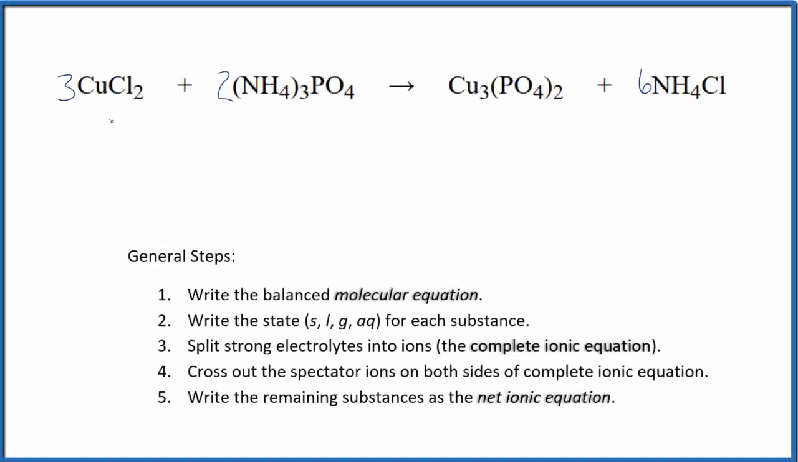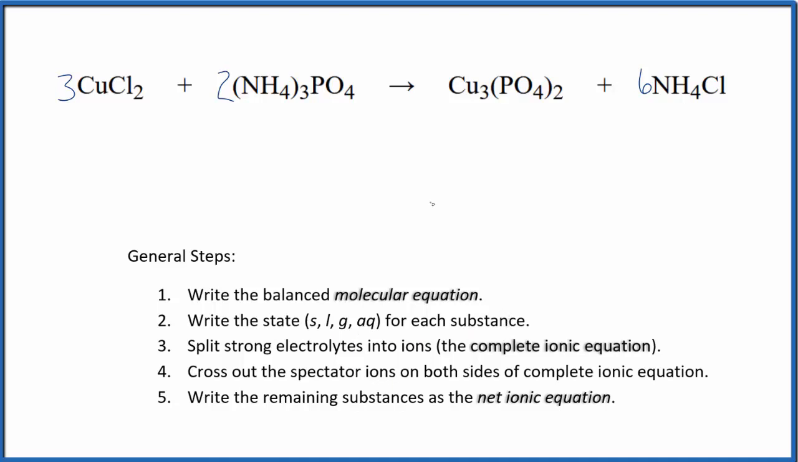To write the balanced net ionic equation for copper-2 chloride plus ammonium phosphate, we first need to balance the molecular equation. This is the molecular equation, and I've already balanced it. If you need help, there's a link in the description on how to balance the molecular equation. Next, we need to write the state for each substance.